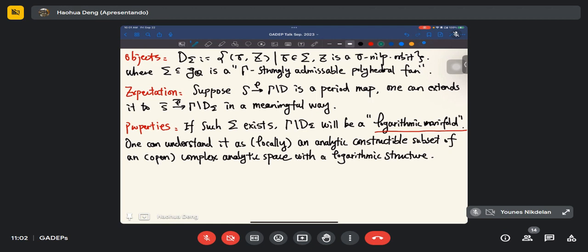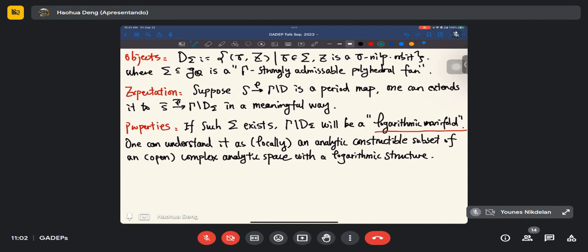And this capital Σ is a collection of nilpotent cones, but it should have a much finer structure according to Kato-Nakayama-Usui theory. So Σ should be a Γ-strongly admissible polyhedral fan. Indeed it should be a fan, and it should have a strongly admissible structure with respect to Γ. I won't give the technical definition of this Σ, but I just want to let you know that the collection Σ should be a fan, and it should also have some very nice and highly restrictive structure on this fan.